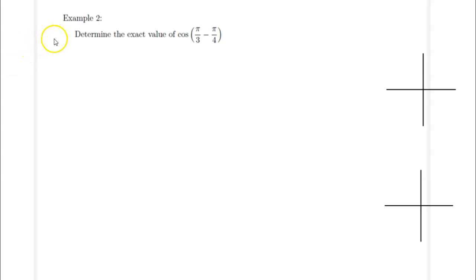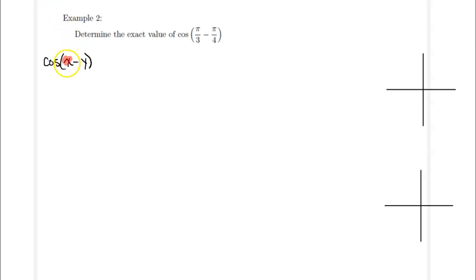In this example, we've been asked to determine the exact value of cos of pi over 3 minus pi over 4. So the first thing we're going to do is state the compound angle formula for cos of x minus y, because that's what we have here.